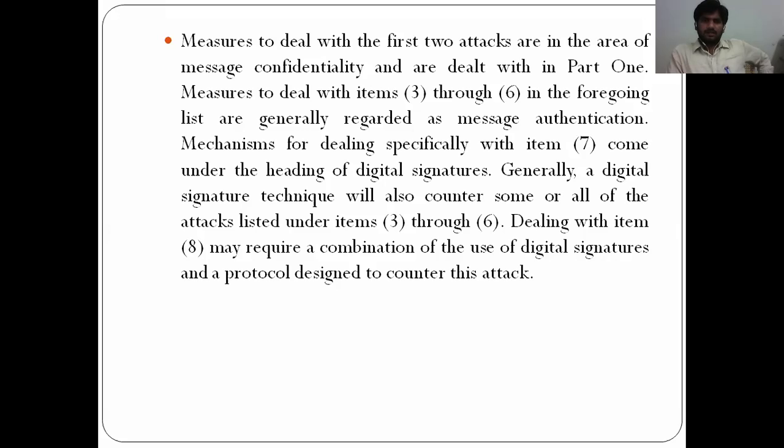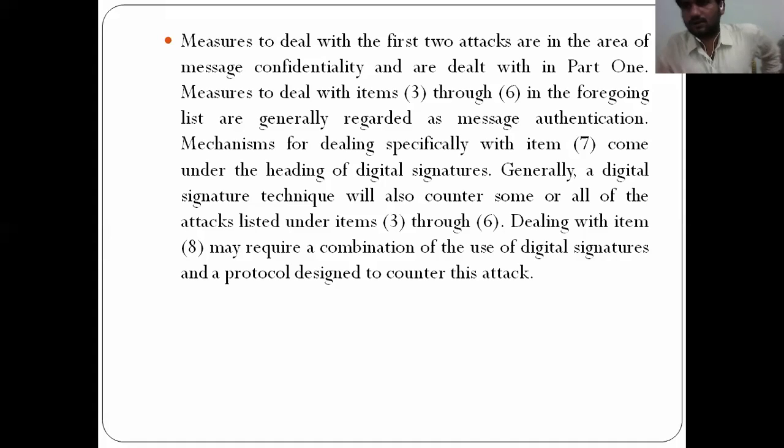Message confidentiality deals with part one. Then the measures to deal with items three through six of the foregoing list are generally regarding message authentication. The mechanism for dealing with item 7 comes under the heading of digital signature. Generally, the digital signature technique also counters some of the attacks listed under items 3 through 6. So that is the simple meaning of message authentication and digital signature, and where digital signature is needed. Dealing with item 8 may require the combination of digital signature and protocol design.